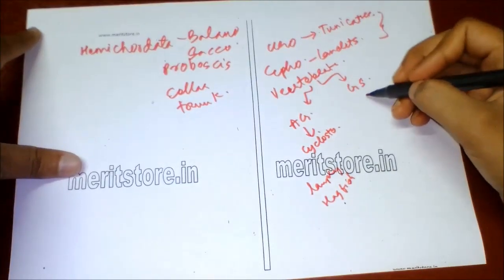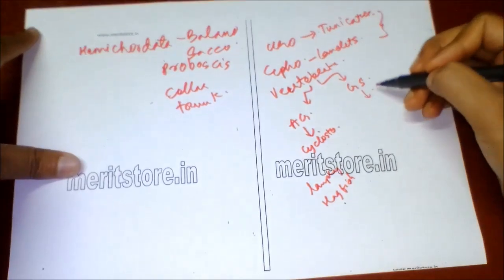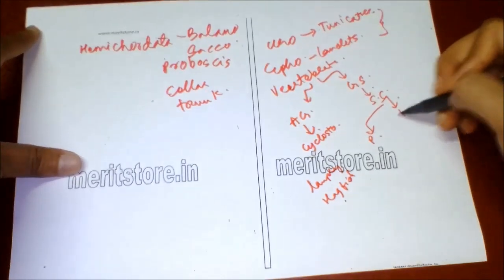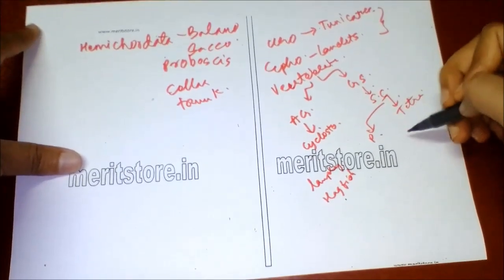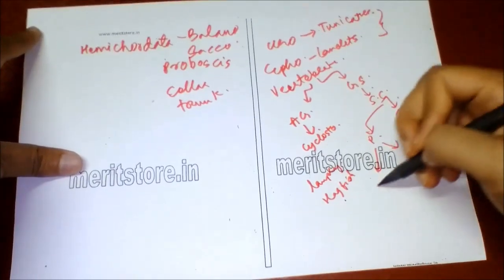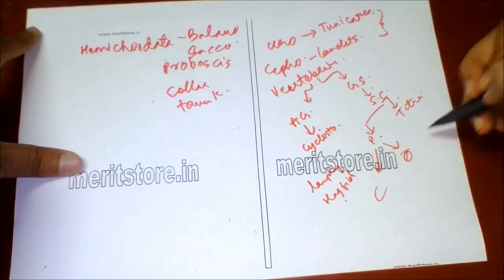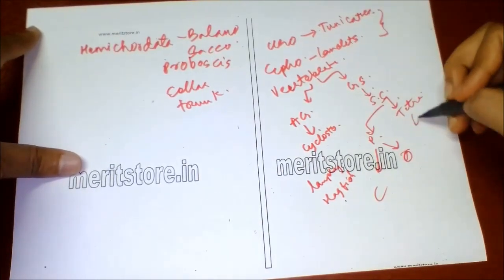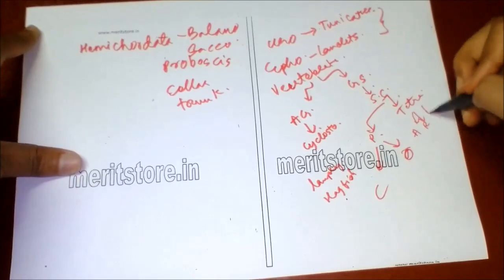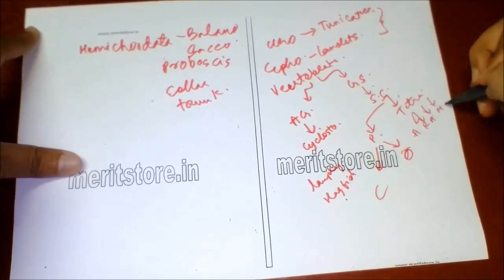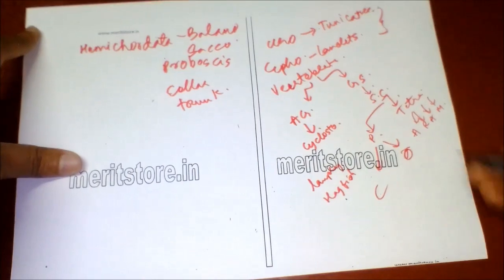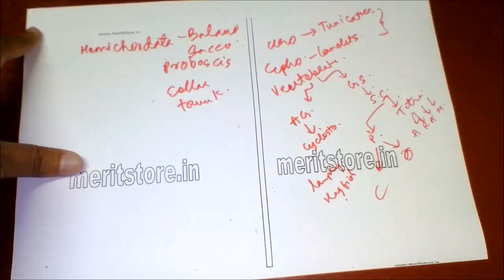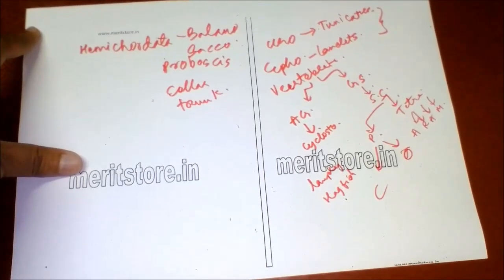Then comes the superclass Pisces and Tetrapoda, which have 4 feet. Pisces includes Chondrichthyes and Osteichthyes, cartilaginous fishes and bony fishes. Tetrapoda includes Amphibia, Reptilia, Aves and Mammalia. The connecting links between these are also important, like Archaeopteryx and Platypus. So these are things which you have to remember.